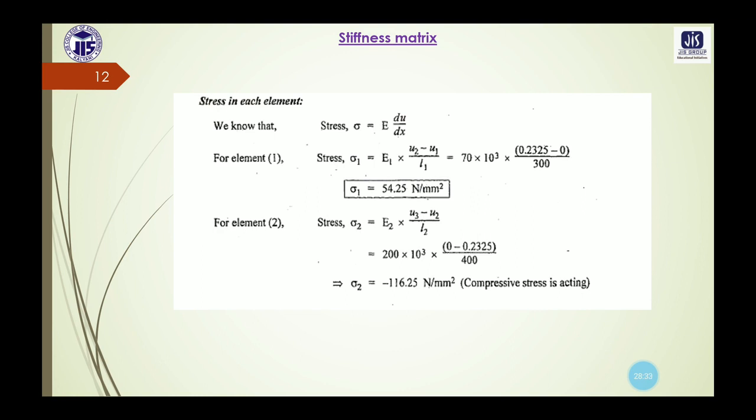In a similar process, we need to calculate the stress for element 2. The formula equals E2 multiplied by U3 minus U2 divided by L2. The Young's modulus for the second element is 210 cube. The value of U3 is 0, U2 equals 0.2325, and the length of the second element is 400. So the stress we get is minus 116.25 Newton per millimeter square. As the value is minus, that means compressive stress is acting here.